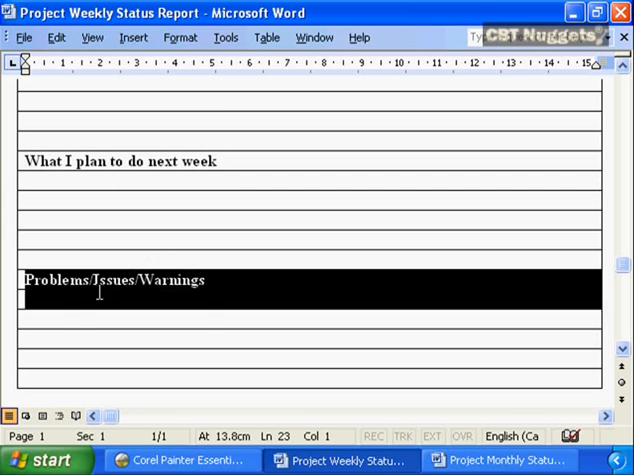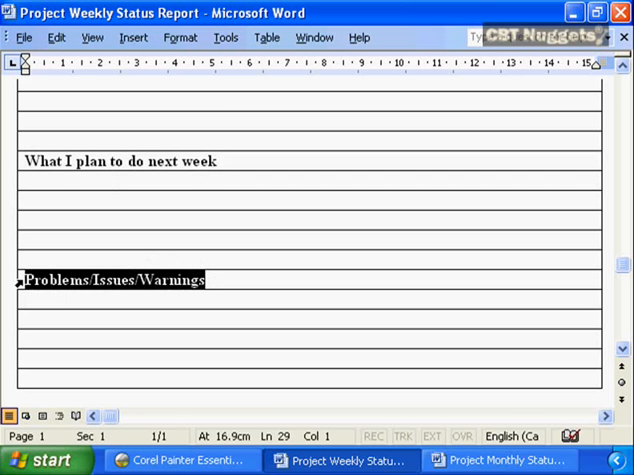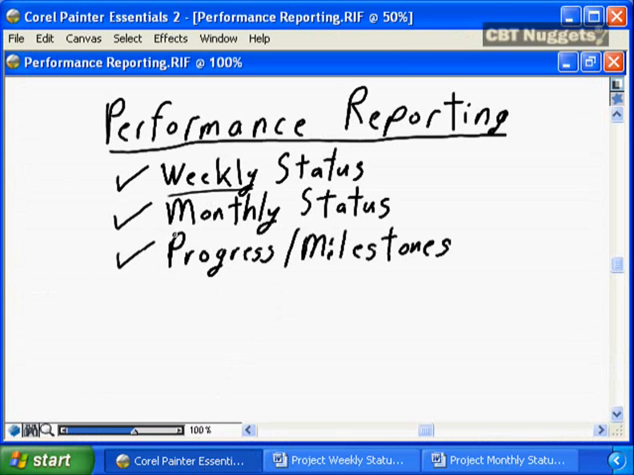And lastly, an area that I always hope is empty as a project manager are the problems, the warnings, and the issues. Specific issues and areas on the project that your team member wants to alert you to. You need to ensure that you're open to problems, issues, and warnings, because that's the only way your team members can feel confident that they can communicate project details to you. So that's the weekly status report.